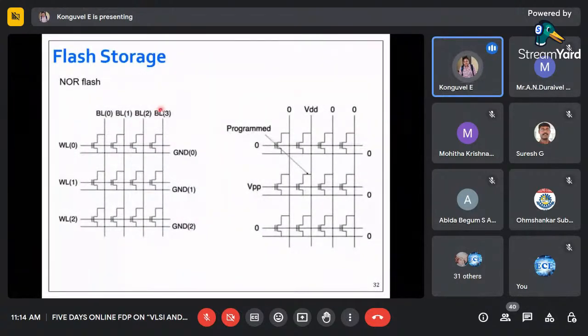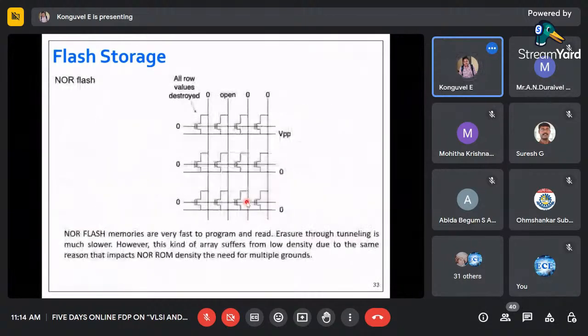This is how the same thing. I don't want to discuss more on this. Can skip this.